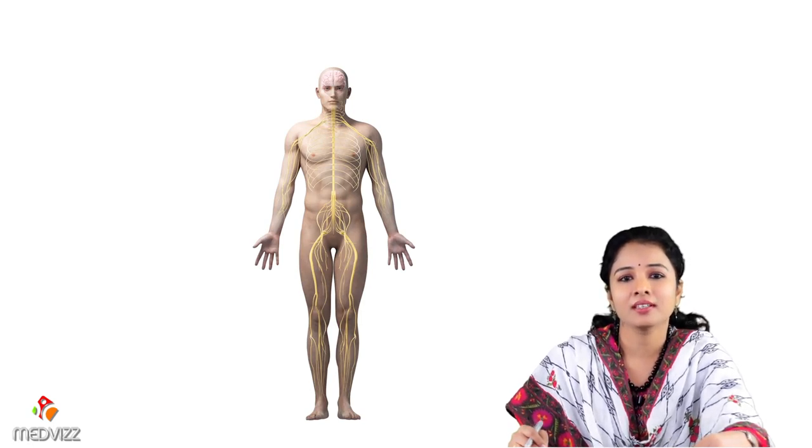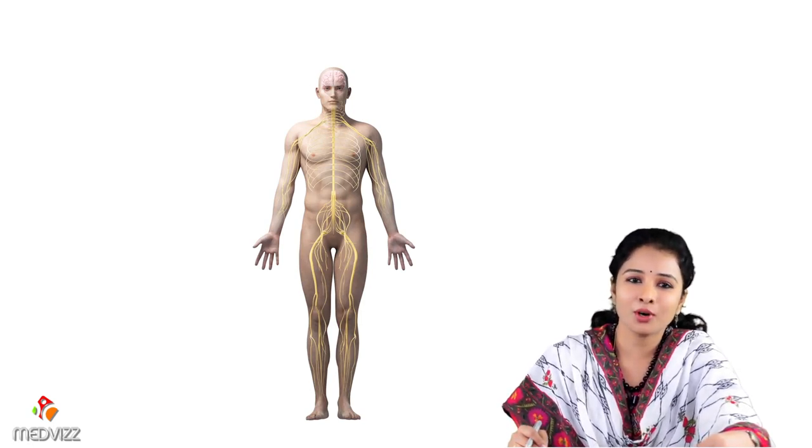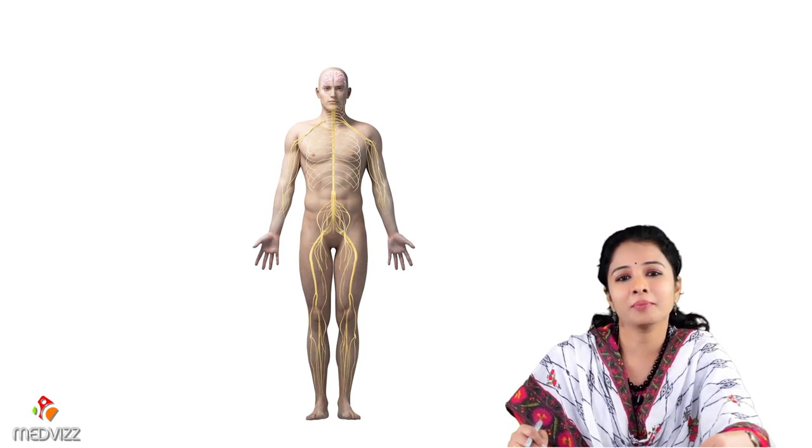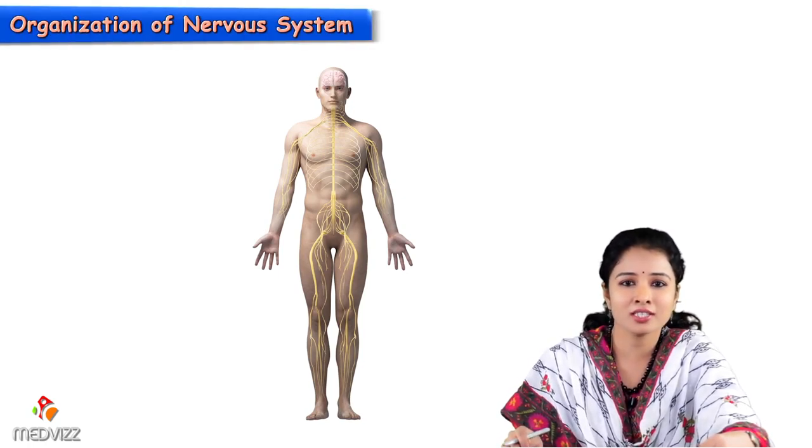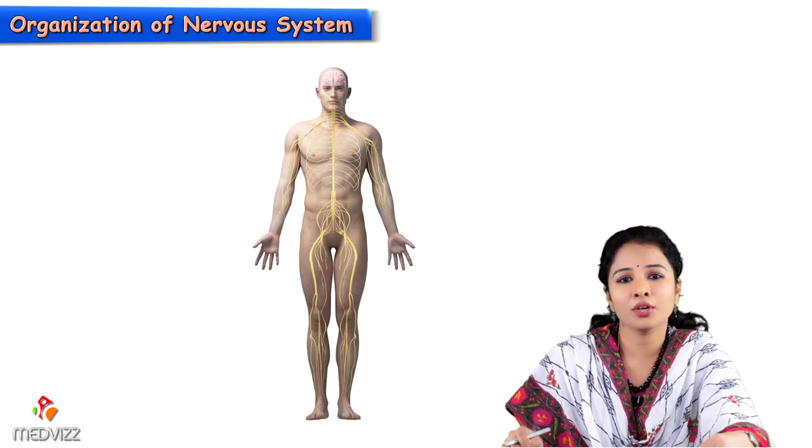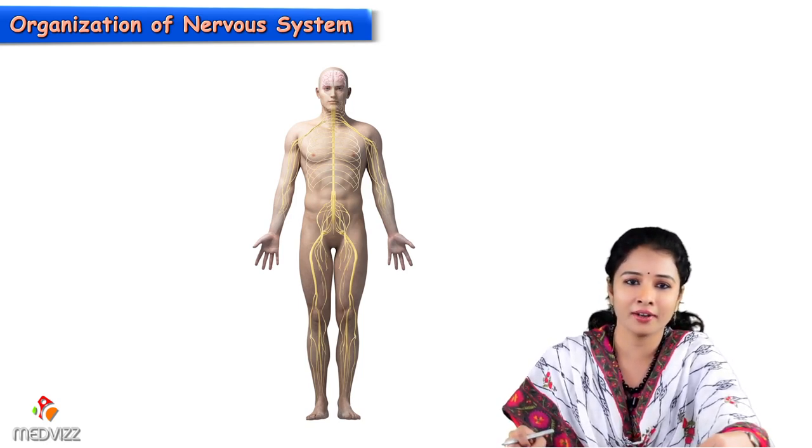Hello everyone. Today we will learn about neuroanatomy. Under neuroanatomy, the first topic is organization of nervous system, where we are going to learn basics of neuroanatomy.